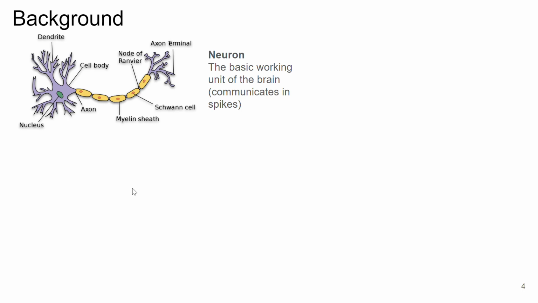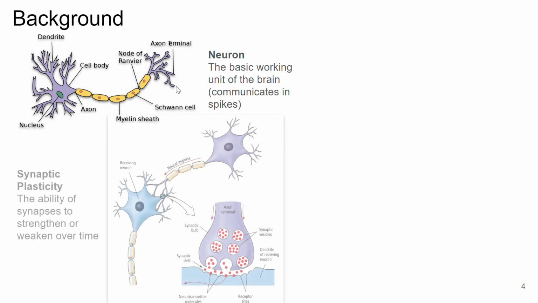So let's start with some basic neuroscience first. A neuron is the most basic element in the brain and it communicates through spikes. It has dendrites where it gets its input from the previous neurons. It has a cell body or soma where the neural impulse gets started, and it travels along the axon into the axon terminal where it is connected to the next neuron through a synapse.